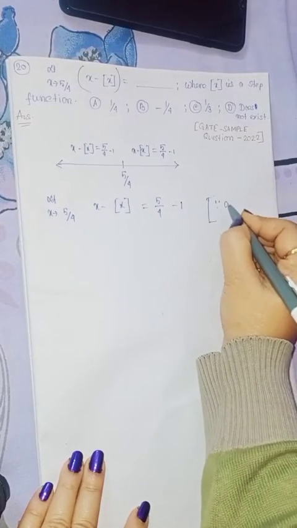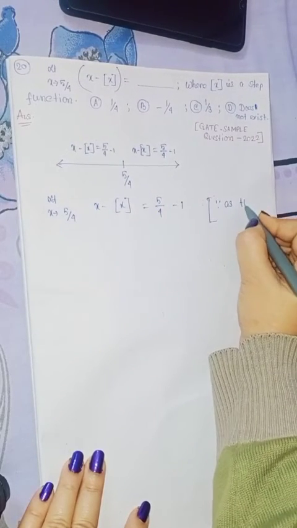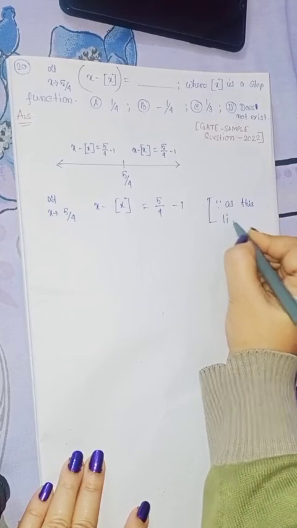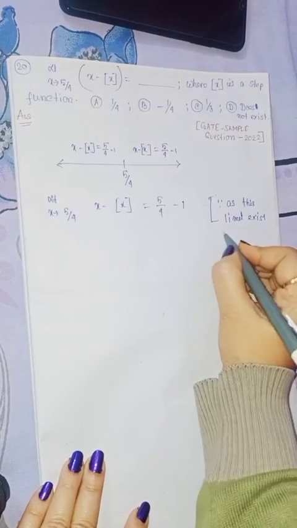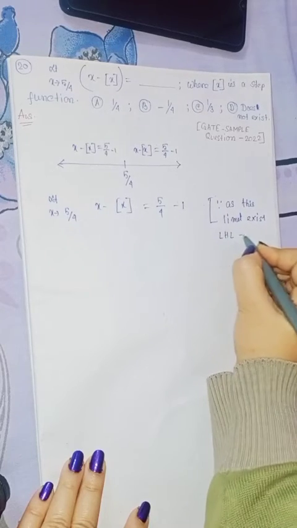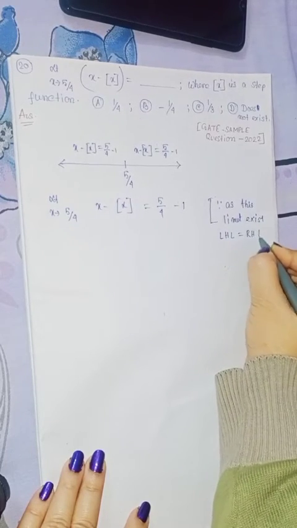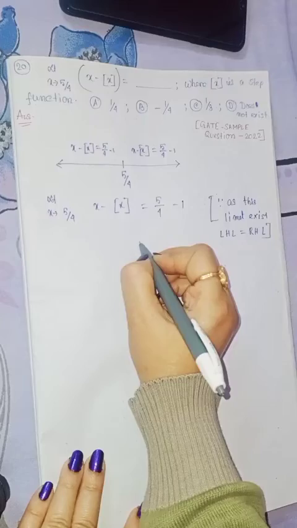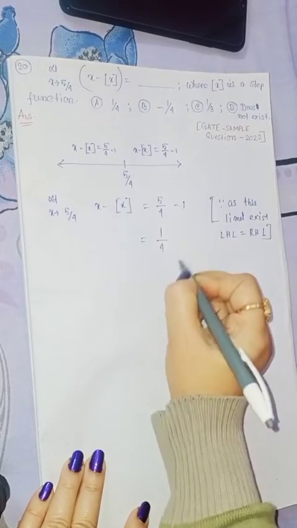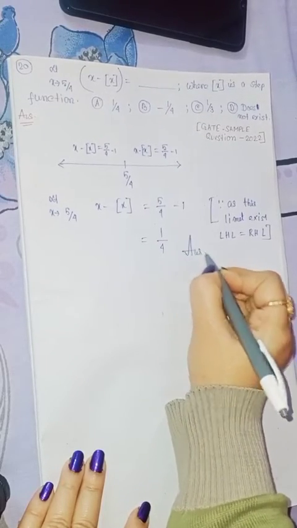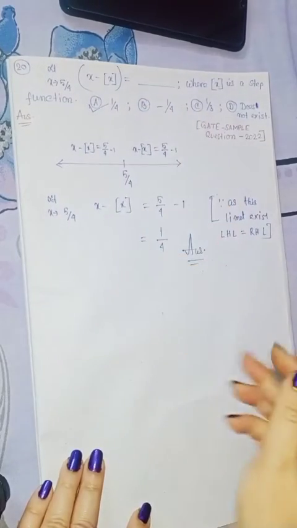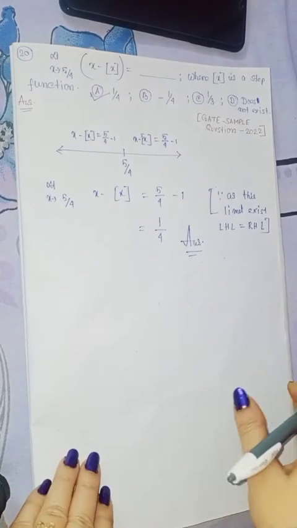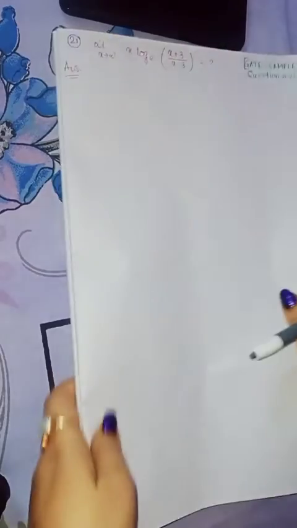As this limit exists because left hand limit is equal to right hand limit. Okay, so that is equal to 1 by 4. So we reached our required solution, and our correct option is option A. So this is the whole solution of question 20. Now moving to question 21.